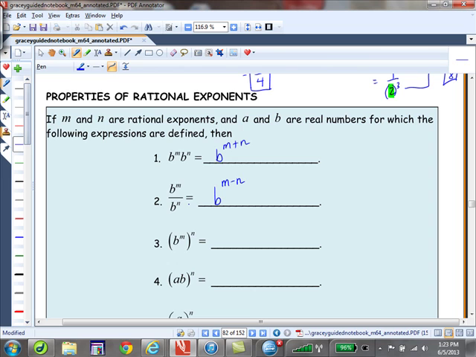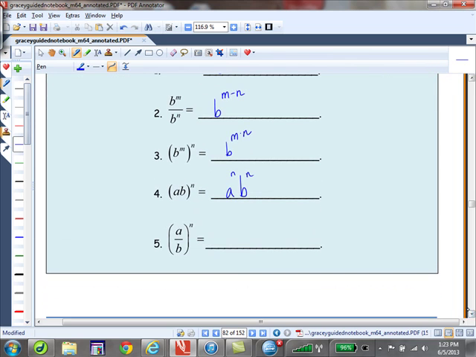When you're raising a power to a power, you multiply the exponents. When you have 2 different bases raised to the same power, you can raise each base to that power. And when you have a quotient raised to a power, you can raise the numerator to the power over the denominator to the power.